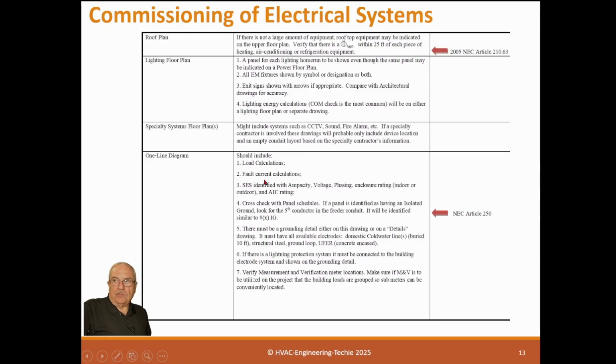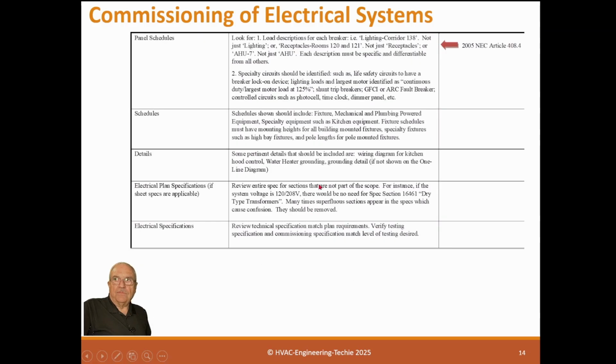One-line diagrams should have load calculations and fault current calculations. Normally those won't be on the one-line, but they need to be available. When a one-line is shown, they should have already done these calculations. The SES, which is the service entrance section, should be identified with its size and its voltage. We'll have panel schedules, transformer schedules, and grounding, and the grounding should be shown. So anyway, that's just the general stuff for a one-line review.